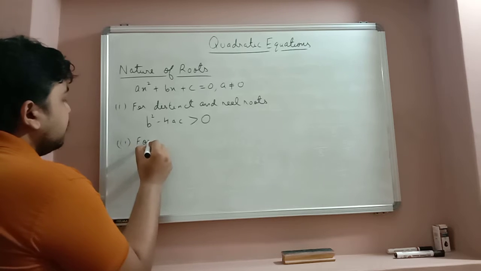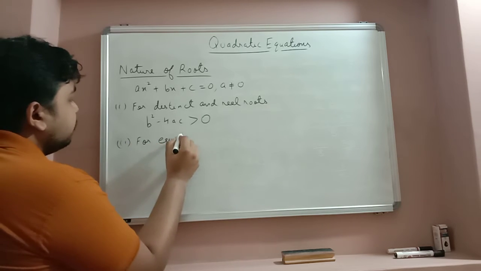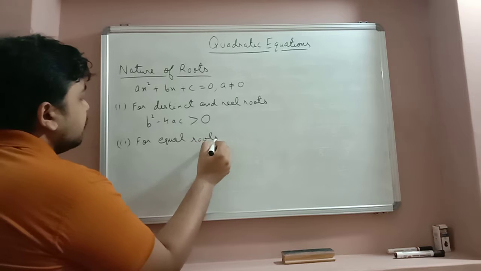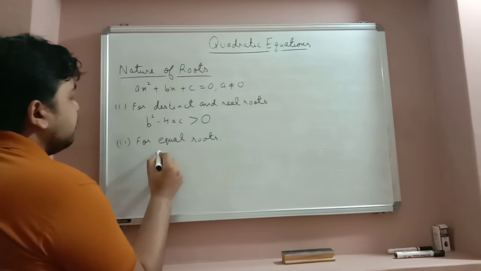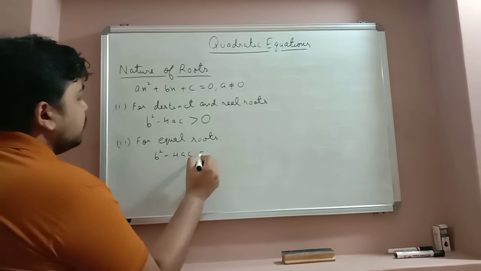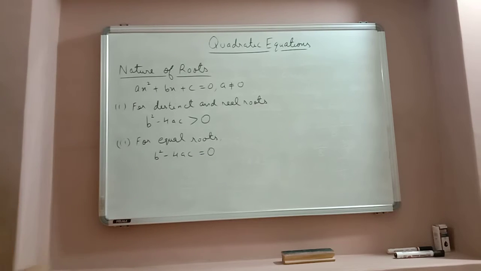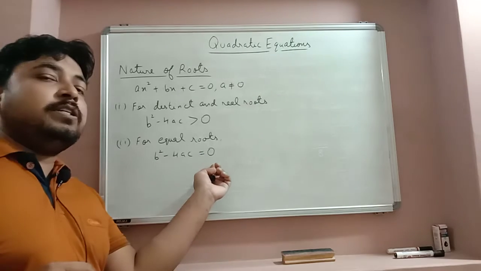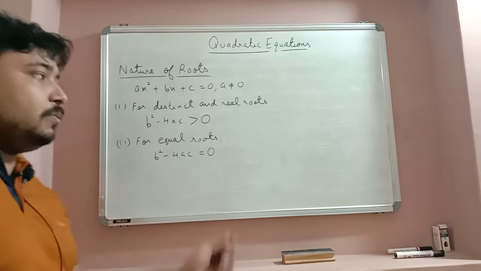Secondly, for equal roots, the discriminant b square minus 4ac must be equal to 0. So for equal roots, the condition is b square minus 4ac equal to 0, that is, discriminant equal to 0.